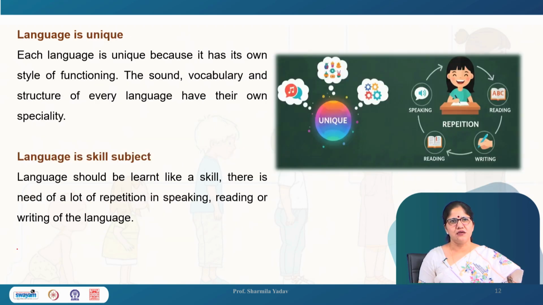Language is unique. Each language is unique because it has its own style of functioning. The sound, vocabulary, and structure of every language have their own speciality. Language is a skill subject. Language should be learnt like a skill. There is need of a lot of repetition in speaking, reading, or writing of the language.